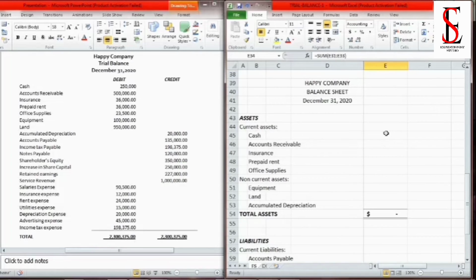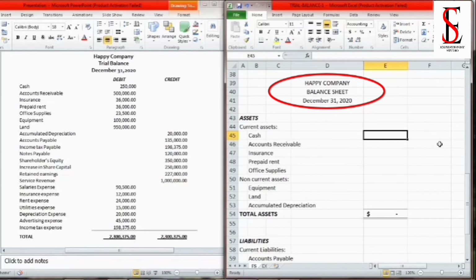Okay, so first is the company name, and then the title of the financial statement, which is balance sheet, and period ended December 31, 2020. So first, we'll list down all the assets and we will classify them as current and non-current assets.